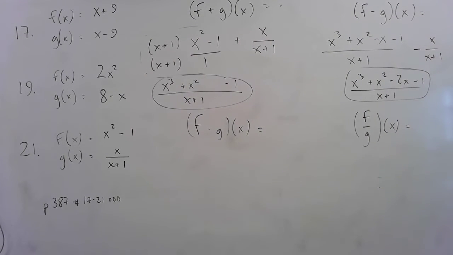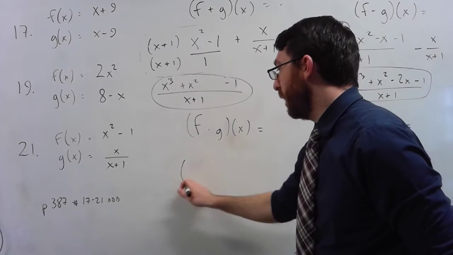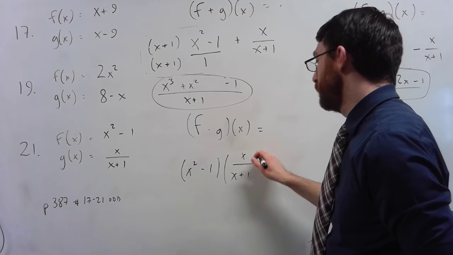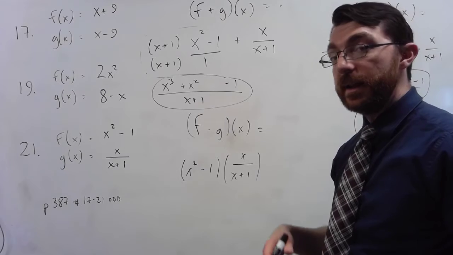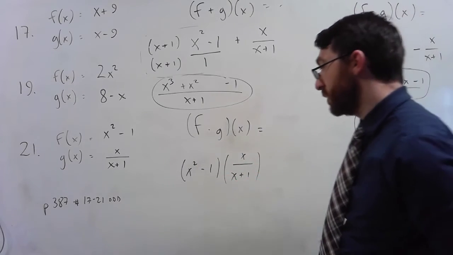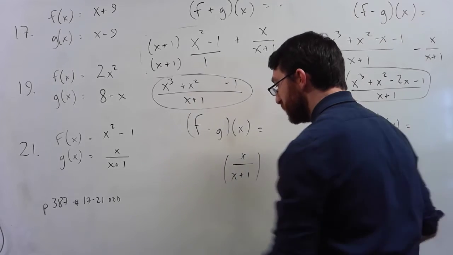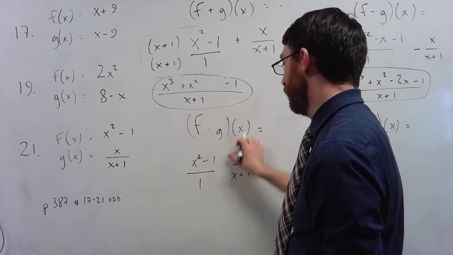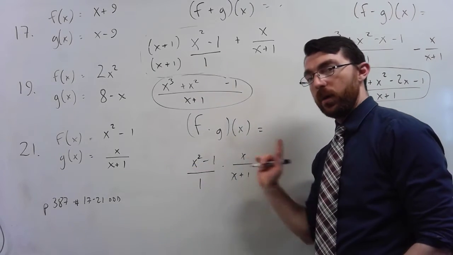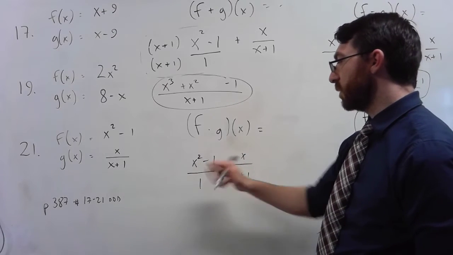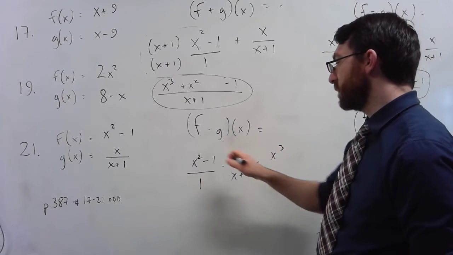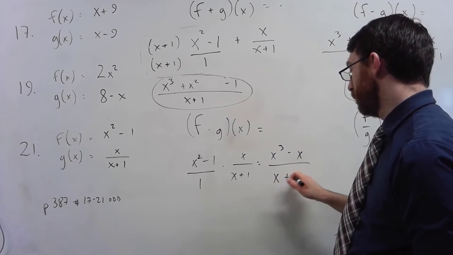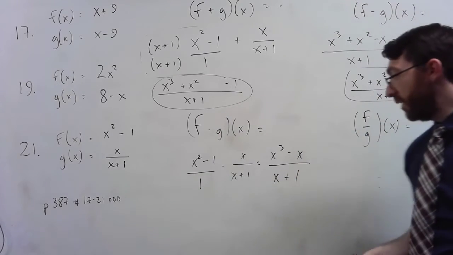Okay, f times g. That's going to look like this. F times g. Again, when it is not a fraction times a fraction, it's helpful to make this into a fraction so we can apply the fraction rules. When you multiply two fractions, you just go across the top and across the bottom. So x times x squared is x cubed, x times 1 is x, and then x plus 1. There you go. This cannot be simplified.